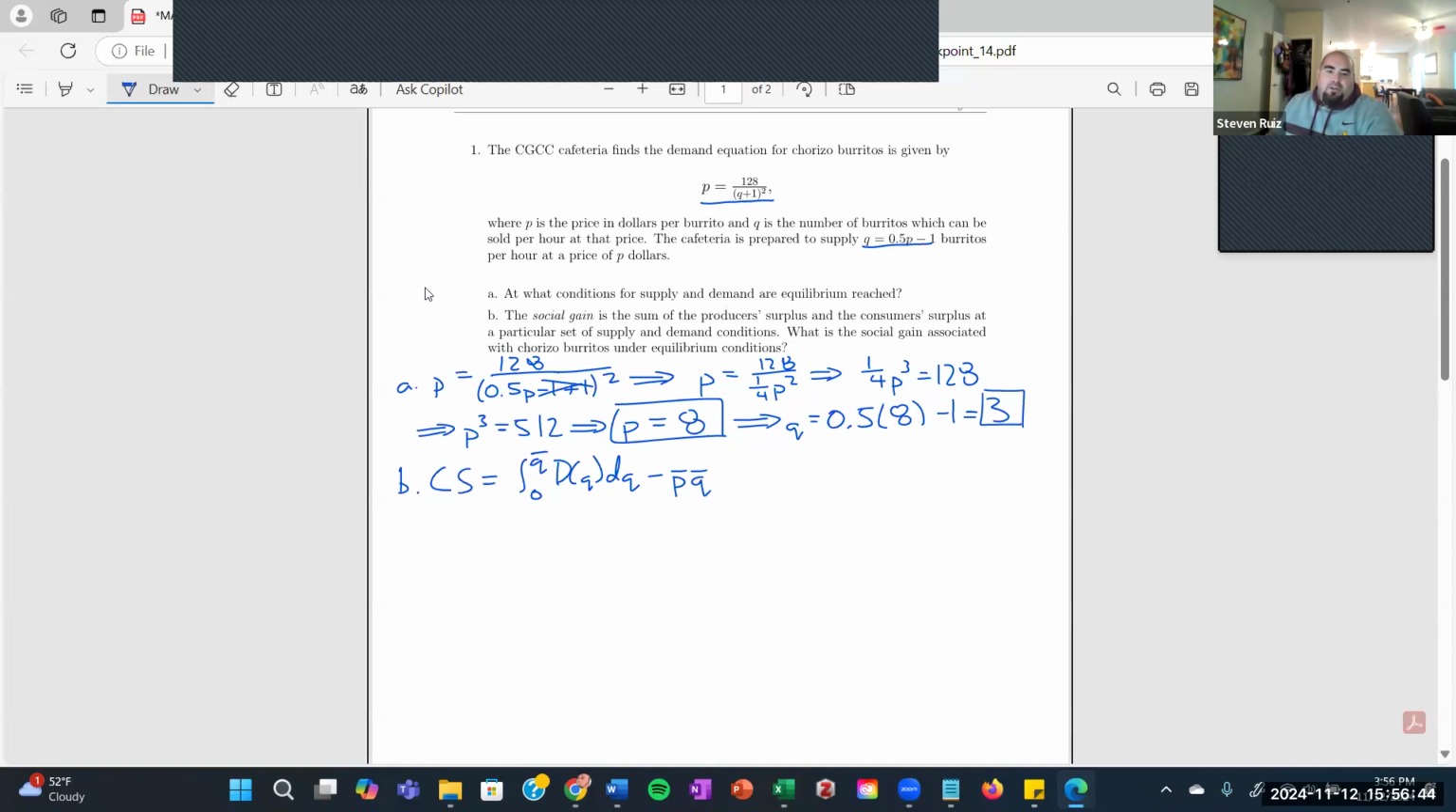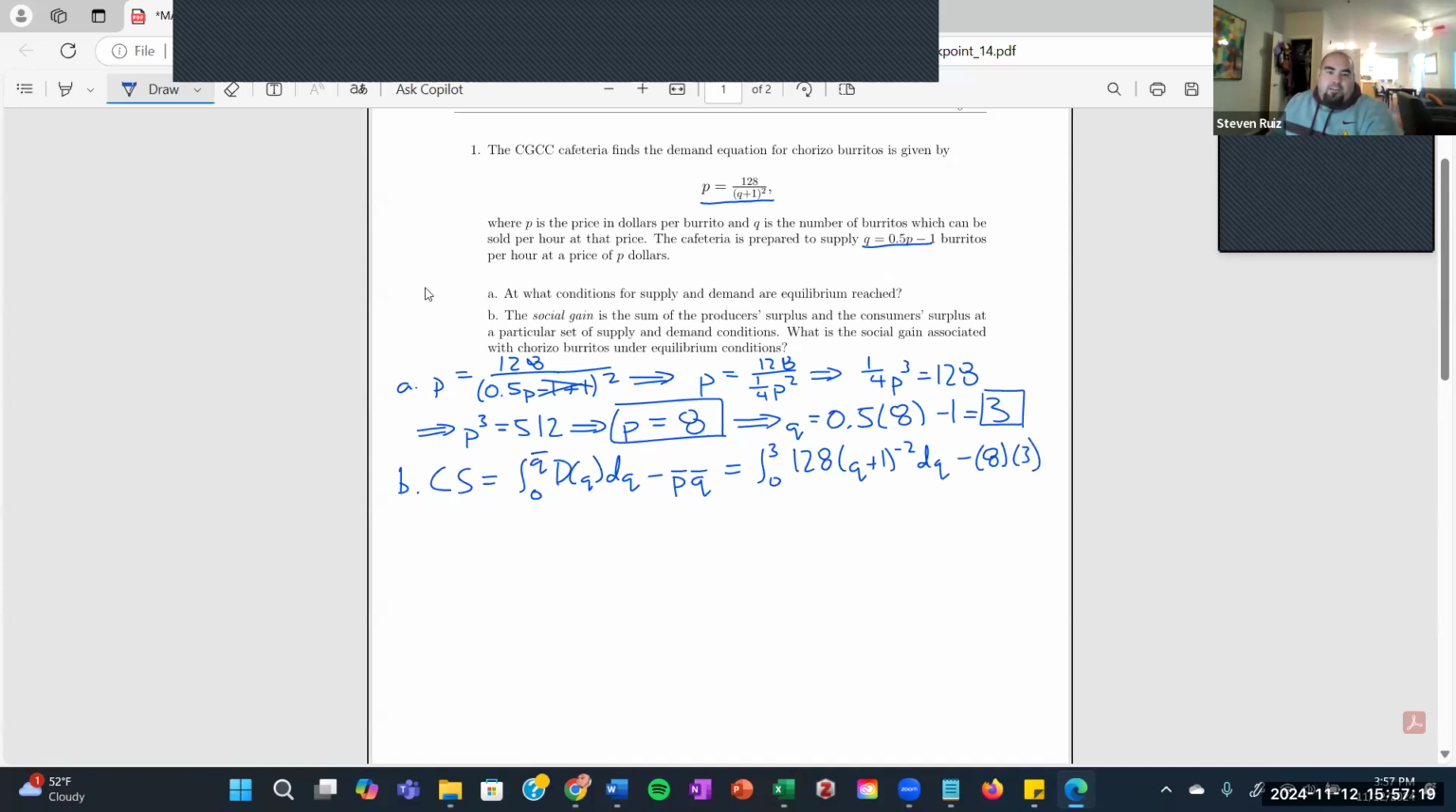For the rest of this, I'm going to need an integral, but I can find this part pretty simply. So let's start filling in some of these details. I'm going to integrate from 0 to 3 of my demand curve, which is the very first equation I gave you. So let's put it in terms where I can integrate it in a more friendly way. 128 times q plus 1 to the negative 2 dq. And then minus p bar is 8, q bar is 3.